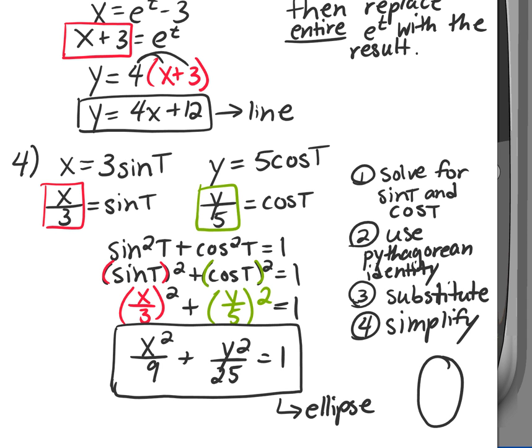All right, so that concludes the different types of examples for converting from parametric to rectangular. And now you should be well equipped to start working on some practice of some varying types of these.